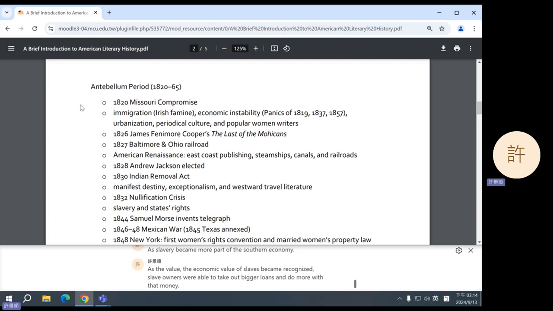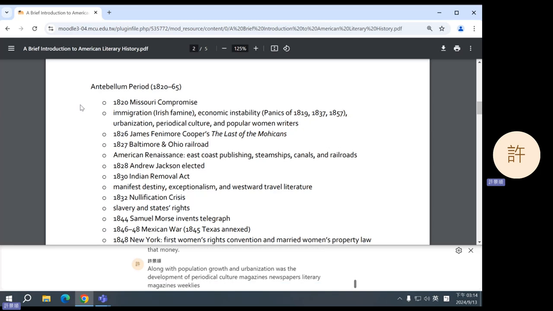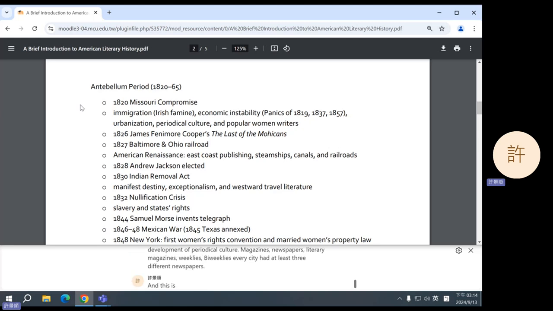Along with population growth and urbanization was the development of periodical culture: magazines, newspapers, literary magazines, weeklies, bi-weeklies. Every city had at least three different newspapers. And this is the source of most people's information and also the source of most people's entertainment. So when authors in this period wanted to get famous or make money, they would send their stories or poems to newspapers and magazines.